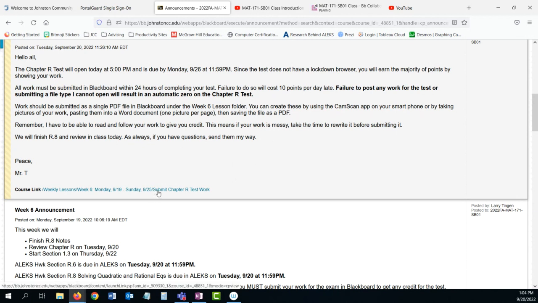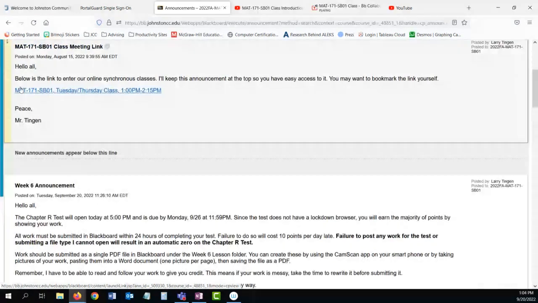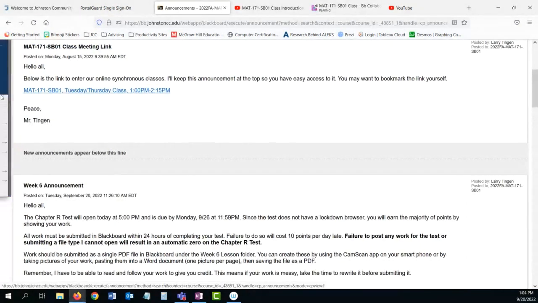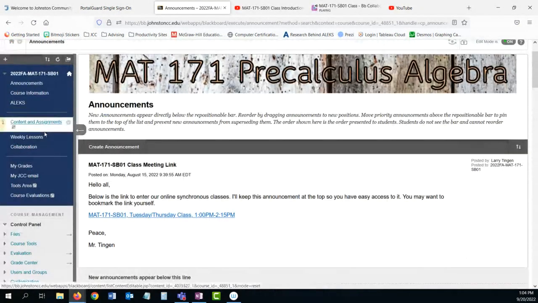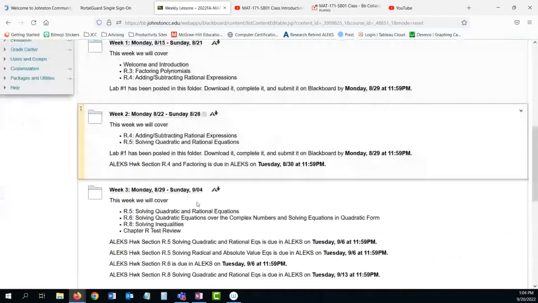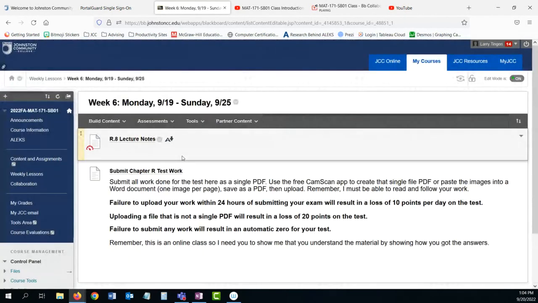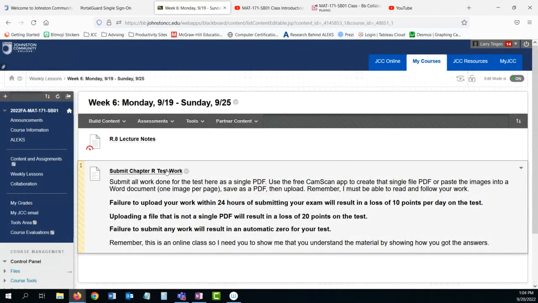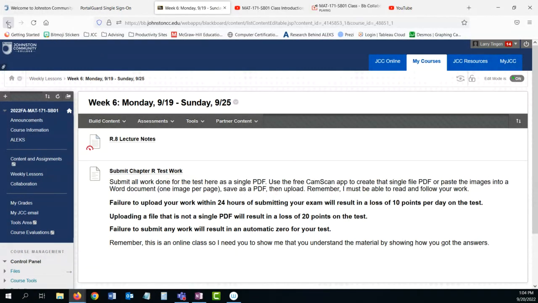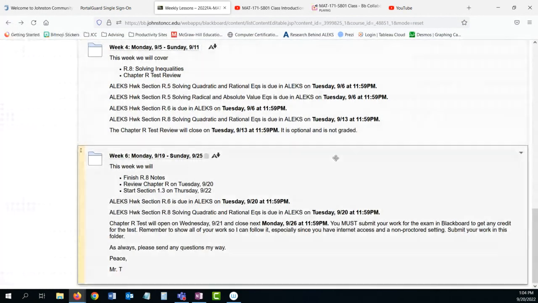You can actually click the course link right here in that announcement, or go to week 6 where it says submit chapter R test work. So that folder is right there as well. Okay, you have 24 hours from the time you finish. We've done a lab now, so you know what's expected in terms of submission.